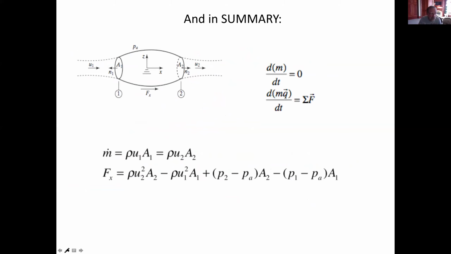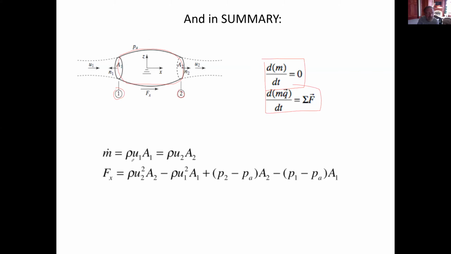Here is a control volume. Flow goes in, comes out. We can identify station 1, station 2, and see what the differences are. We can apply these two rules, which are conservation of mass and conservation of momentum.